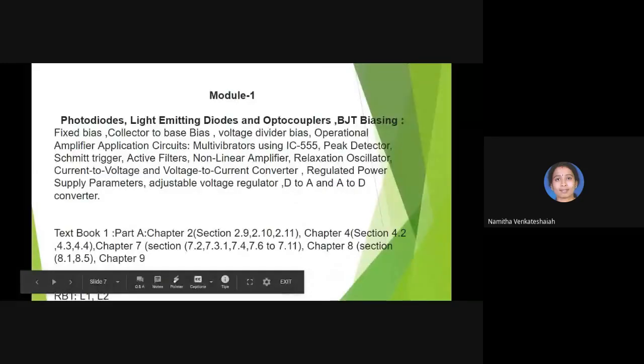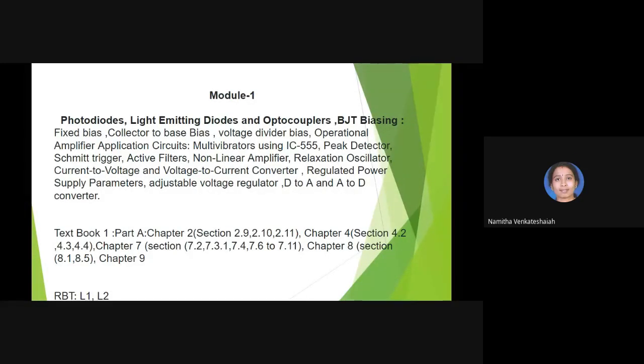Okay, now the presentation is visible. Whether the presentation is visible? Okay. So whatever I told, I will tell once again.